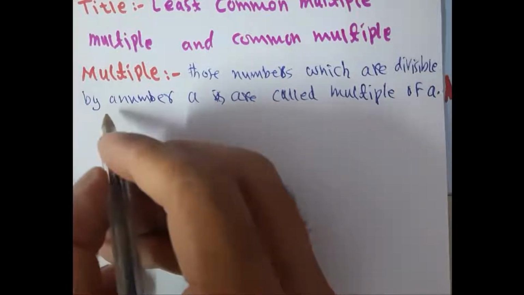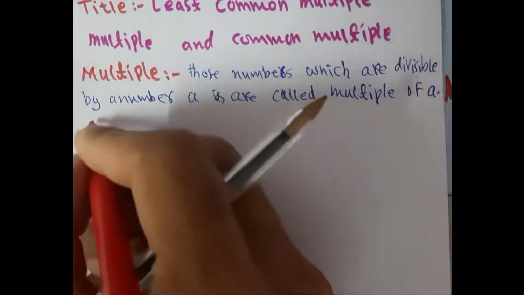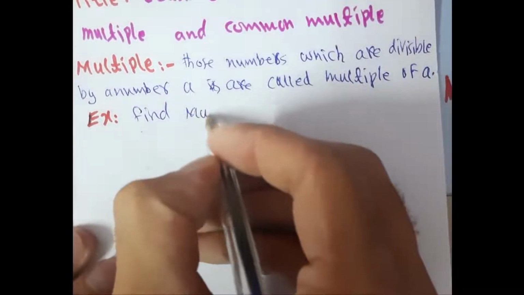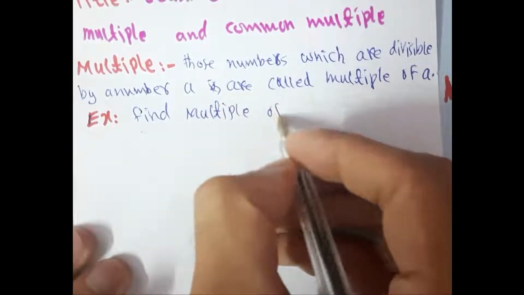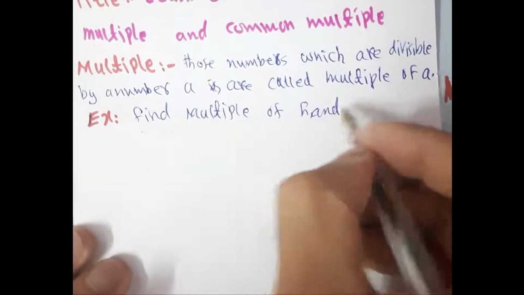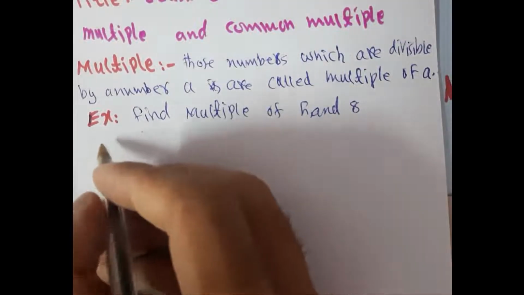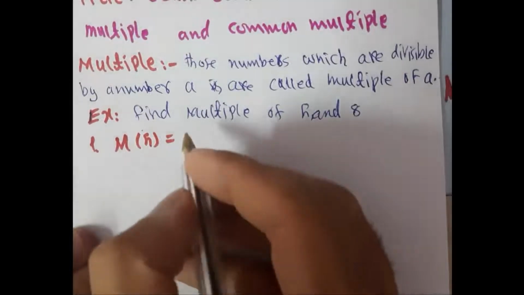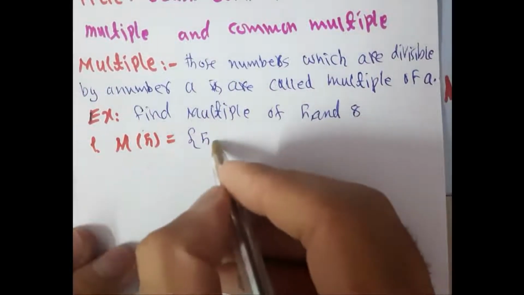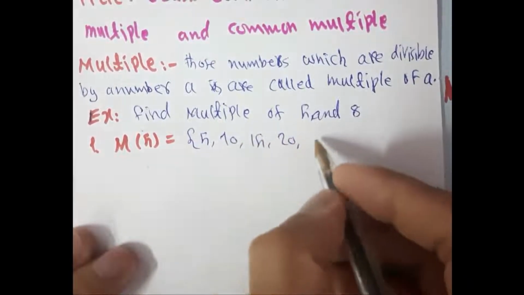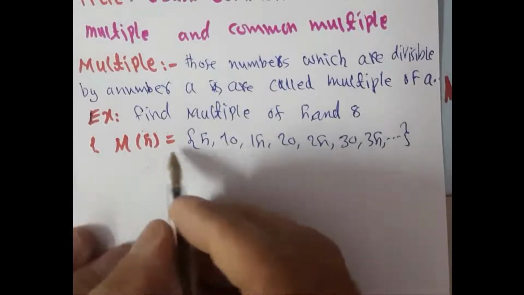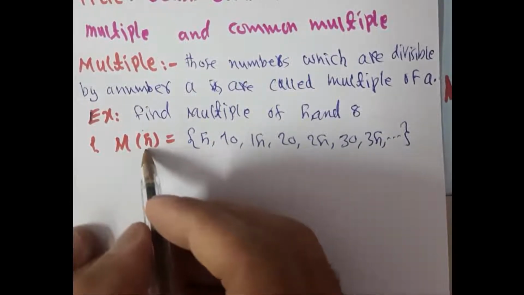We show the multiple of a number by M. Example, find multiple of 5 and 8. First one, multiple of 5 is equal to those numbers which are divisible by 5. We write here 5 is divisible by 5, 10, 15, 20, 25, 30, 35 and so on. These numbers are multiples of number 5.